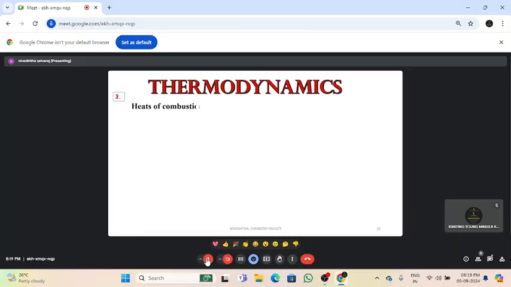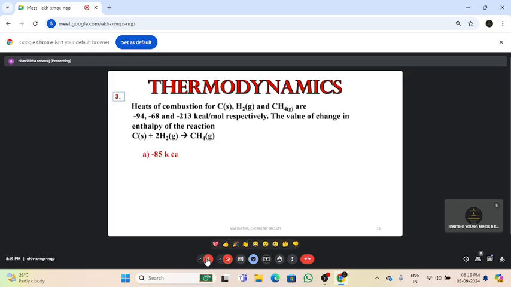Third question. This question is a little different. The data given are the heat of combustion of carbon, hydrogen, and methane, and here also they're asking us to calculate the change in enthalpy of this reaction. So here also we have to calculate the value of delta H.